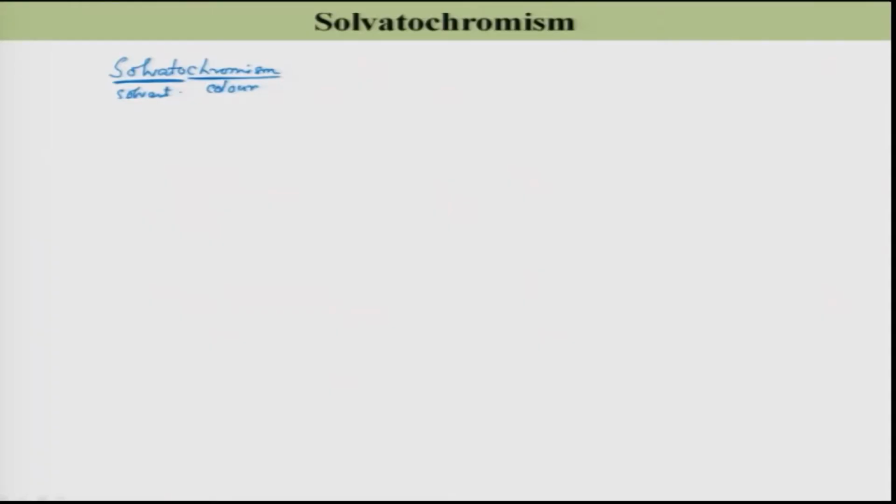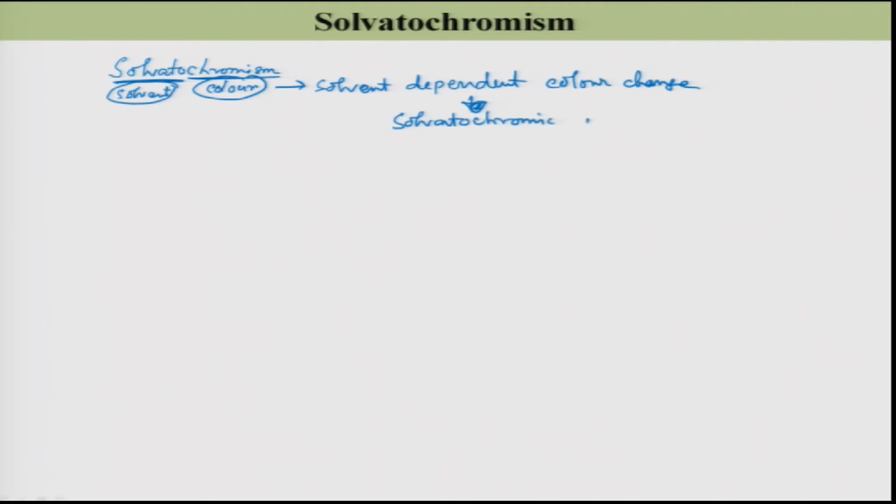So, some molecules show such kind of solvent dependent color change, right, and those molecules are known as solvatochromic molecules. Now, what is the origin of this color of the molecule?